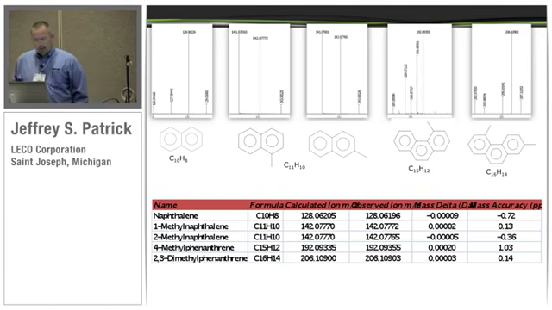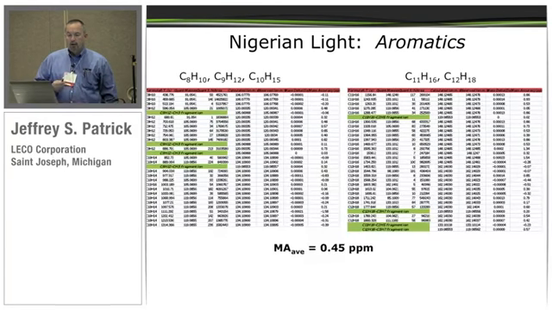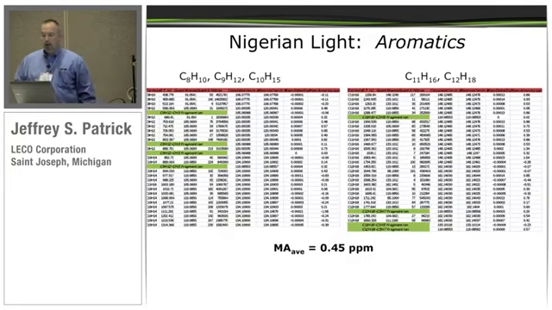Looking at the aromatic classes, here are some naphthalenes and substituted naphthalenes to give you an idea of what the resolving or the mass accuracy capabilities are. As you can see over here on the far, my left, your right side of the slide, mass accuracy is consistently below or right around 1 part per million, so you have very confident identifications. And that applies not just to the molecular ions, but also to the fragment ions.